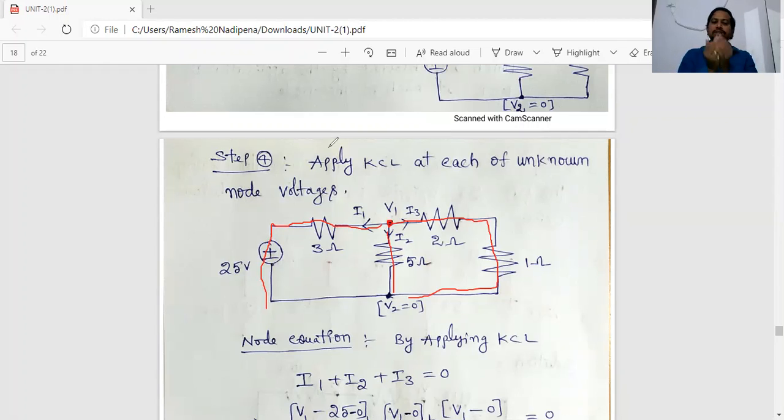So, according to Kirchhoff's current law, I1 plus I2 plus I3 equal to 0. The reason is, in the circuit diagram, there are no entering currents. My assumption is all currents are leaving. There is no entering current. That's why the sum of all the leaving currents equals 0. So I1 plus I2 plus I3 equal to 0.